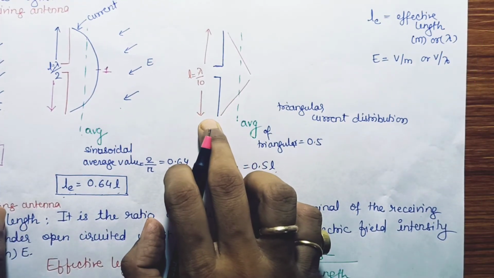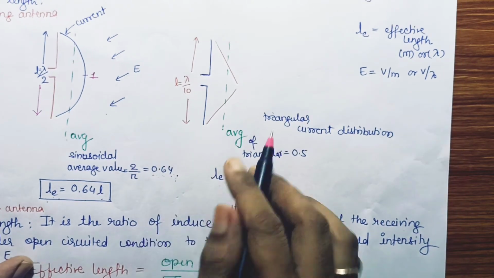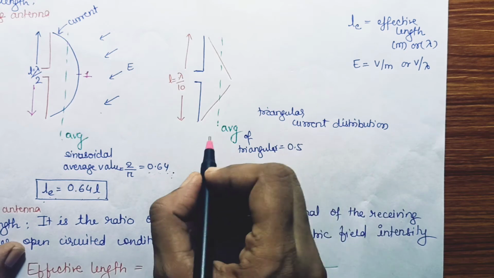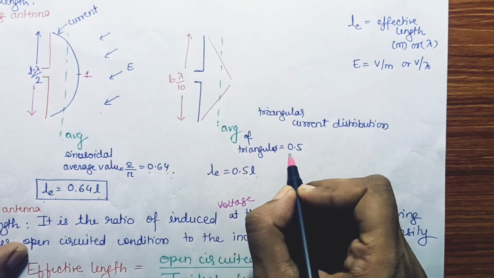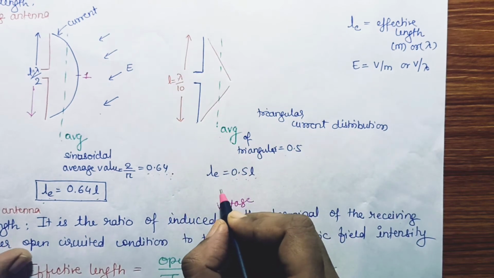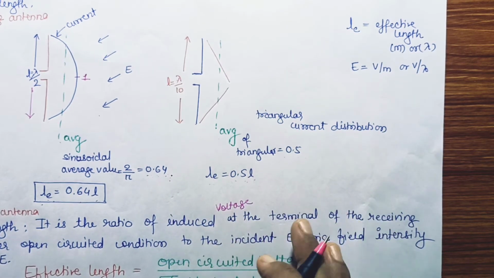And next we have another dipole antenna. Its length is lambda by 10. It has a triangular current distribution, with an average current equal to 0.5. Then the effective length of this antenna is equal to 0.5 into L.